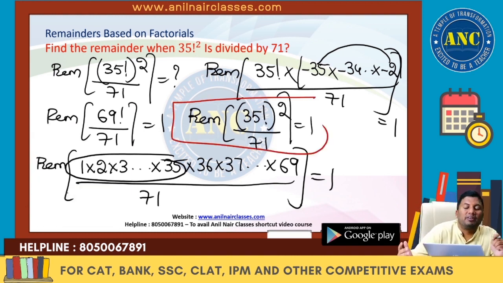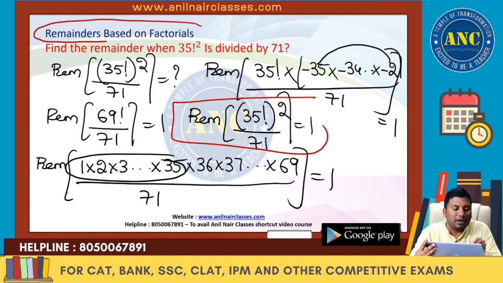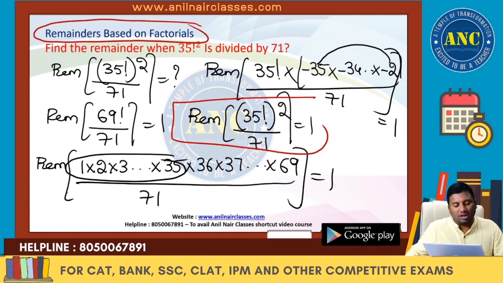The difference between this question and the previous question is, there I got an odd number of negatives. Odd number of negatives, if I multiply, I will get a negative. Even number of negatives, if I multiply, I will get positive. Very, very quality questions. All the questions are based on remainders, based on factorials.